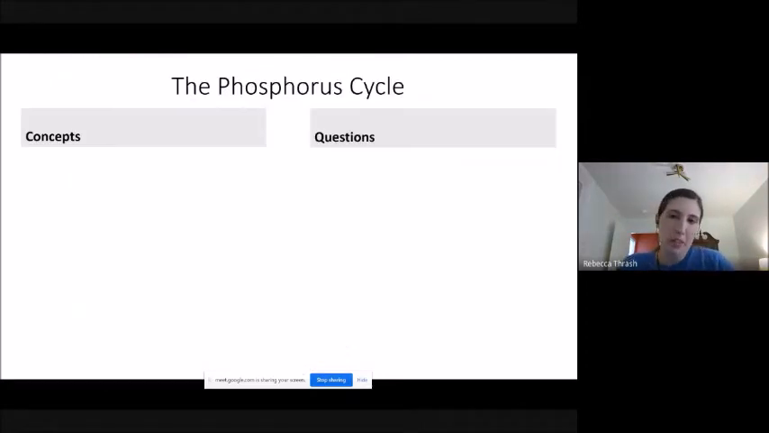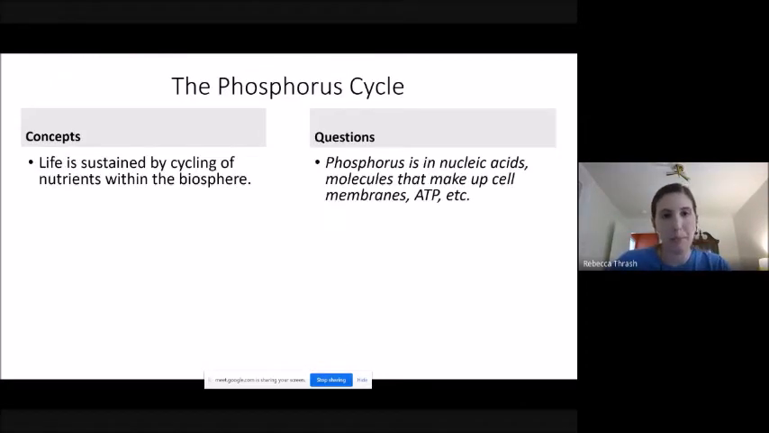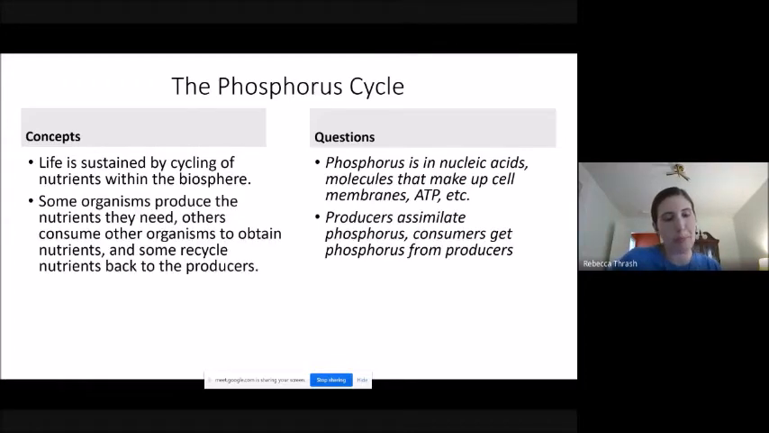So reviewing the phosphorus cycle, some big concepts here. Why do we need phosphorus? Life is sustained by cycling of nutrients, but why do living things even need it? Well, phosphorus is important for biomolecules like nucleic acids, so DNA and RNA. They're also part of all cell membranes, and they are part of ATP, right? So sort of the energy currency of life. Very important macronutrient. So some organisms produce nutrients they need, others don't.